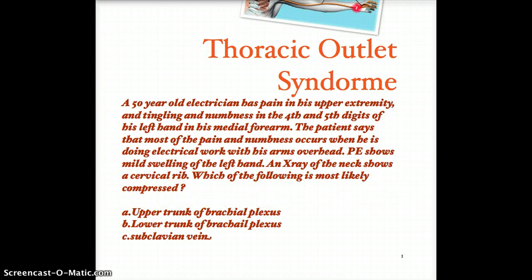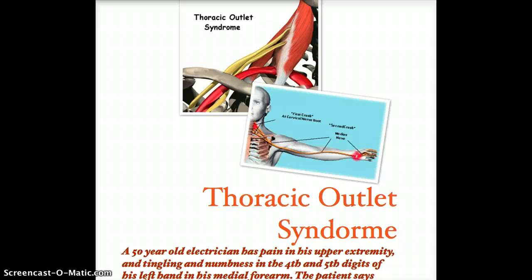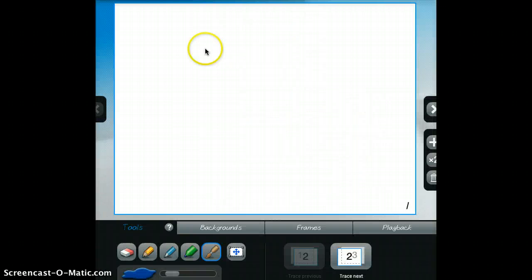So this is a classic example of thoracic outlet syndrome. And thoracic outlet syndrome can be caused due to a cervical rib, or it can also happen without a cervical rib. So let's take a quick look at what exactly thoracic outlet syndrome is. So let's first talk about what exactly is thoracic outlet. Thoracic outlet is actually an anatomic space. So imagine that this is the thoracic outlet.